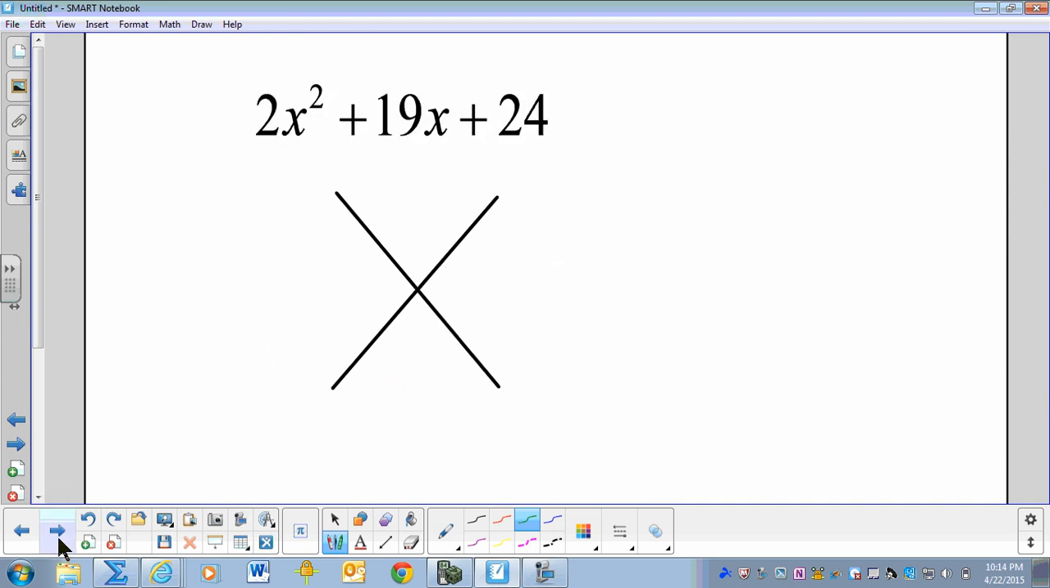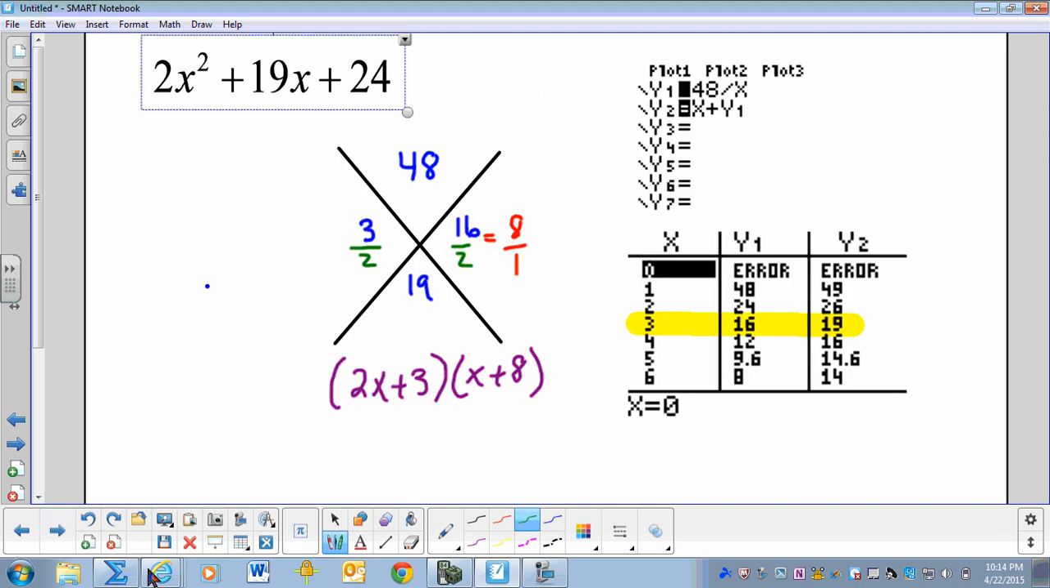Now you try factoring 2x squared plus 19x plus 24 using the calculator. Clear y1 and y2 so you can practice putting in the rules. So my factors are 2x plus 3 times x plus 8. The numbers I found on my calculator were the factors 3 and 16. They multiplied to 48 and added to 19.